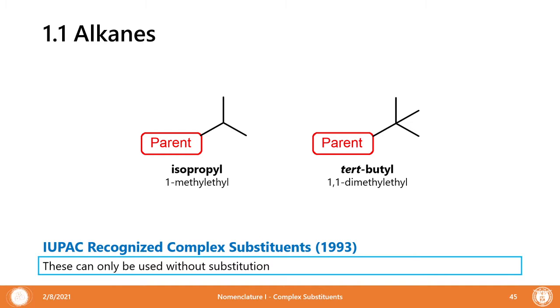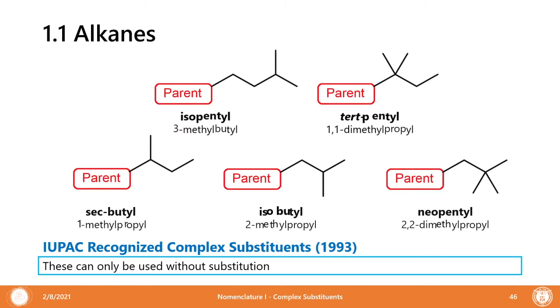Some of these are isopropyl and tert-butyl. These are the most common, actually, these two. So you can memorize how they look and use them to simplify your naming. Here are some other ones, less common, such as isopentyl, tert-pentyl, sec-butyl, isobutyl, and neopentyl.